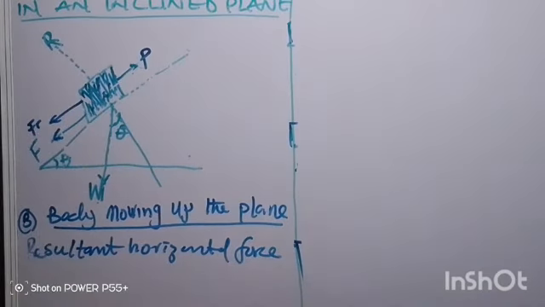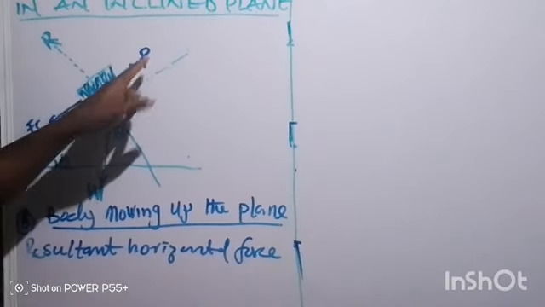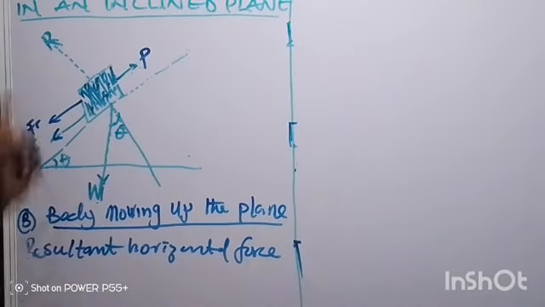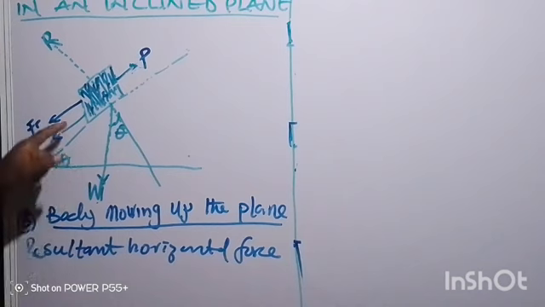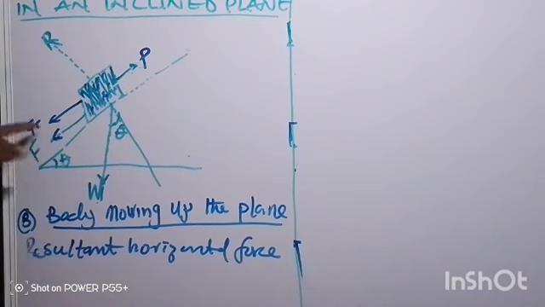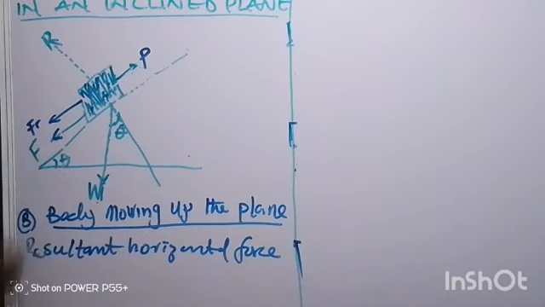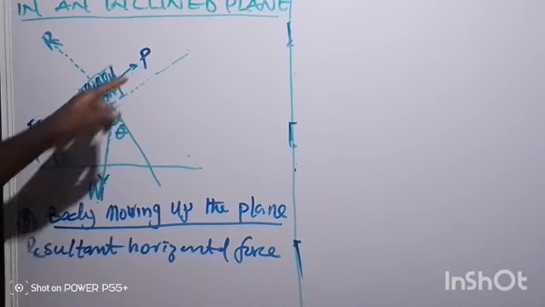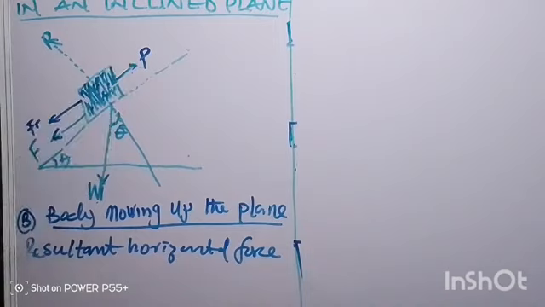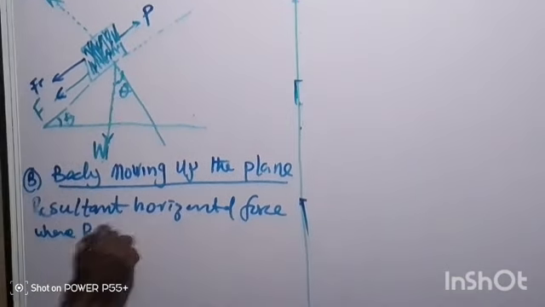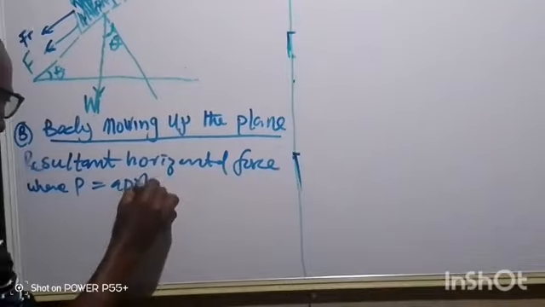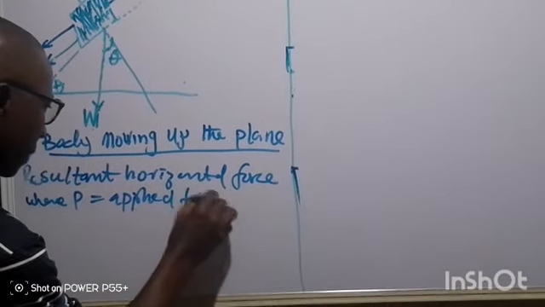Then let's now consider it. P is the applied force to pull it up. As we are pulling it up, the frictional force will oppose it. Mind you, we said this is the parallel force, parallel to the surface. That one is constant. So consider the symbol on the board where P is equal to the applied force.